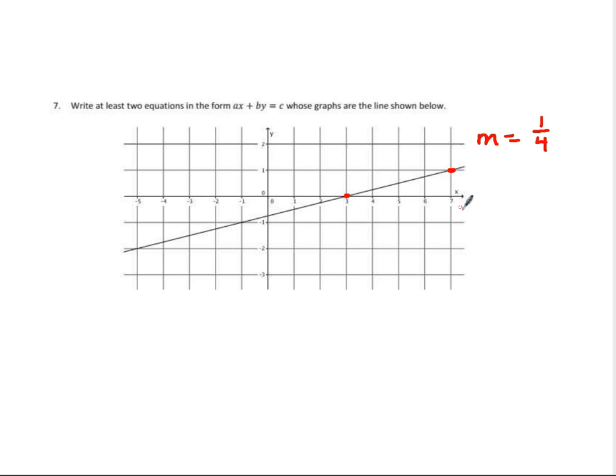Once we have that, we also have a point. So let's go ahead and use our point here, which is 3, 0, and we can use our point-slope formula. So we have y minus y1, which in this case is 0, equals our slope times x minus x1, which is 3. Let's go ahead and start solving. We get y equals 1/4 of x, and then 1/4 of negative 3, which is negative 3/4.